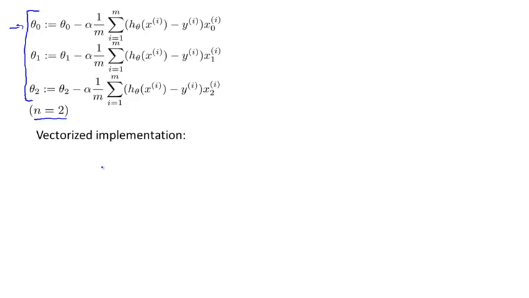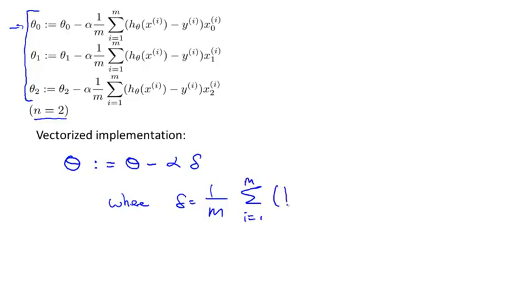Here's the idea. What I'm going to do is think of theta as a vector, and I'm going to update theta as theta minus alpha times some other vector delta, where delta is going to be equal to 1 over m sum from i equals 1 through m, and then this term over on the right. Okay, so let me explain what's going on here.